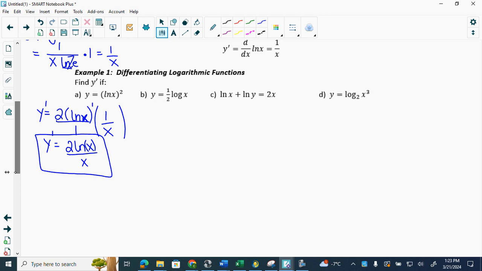Okay. Logs with no base. Not an ln with no base. Logs with no base are base what? Every single one of you knows. 10. It's like in your soul. It's been taught to you. So we can rewrite this as 1/2 log base 10 of x.